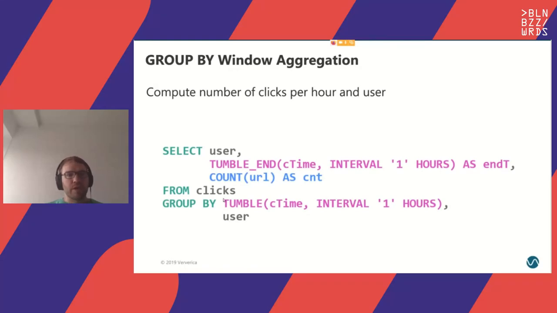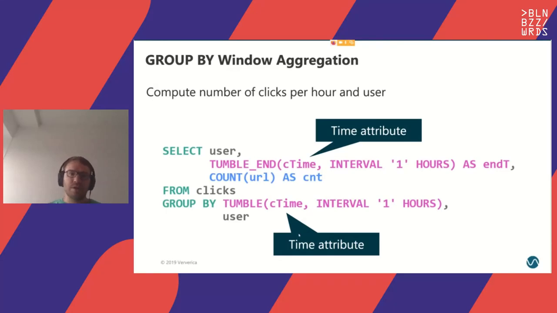So we group the data here, and then in the select clause, we say we want to have the user, we want to have a count, and there is this function tumble end, which returns the end timestamp of the window. So for the window from 12 to 1, the tumble end function would return 1 o'clock. For the window from 1 to 2, it would return 2, and so on. There's also a tumble start function that returns the start time of the window.